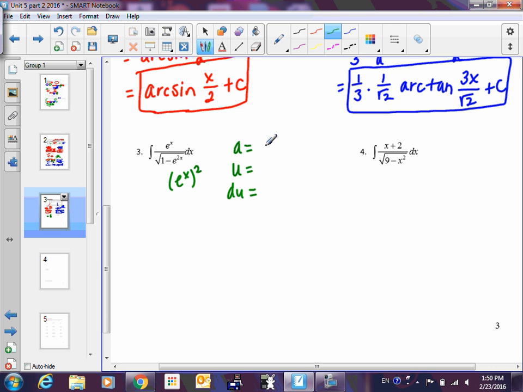So what's my a? 1, or square root of 1. And then the u here, I can see that now this is just e to the x, because it's u squared. So what would du equal? What's the derivative of e to the x? E to the x dx, which, good for us, is sitting right here. So let's make this look like the first part of the formula. The e to the x and the dx, we're going to replace that with the du.